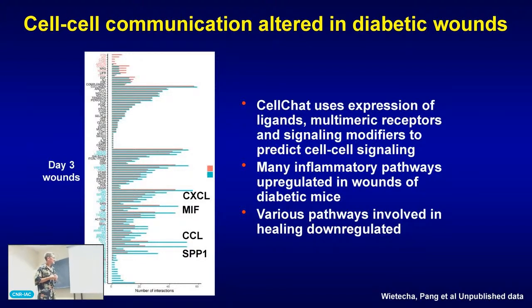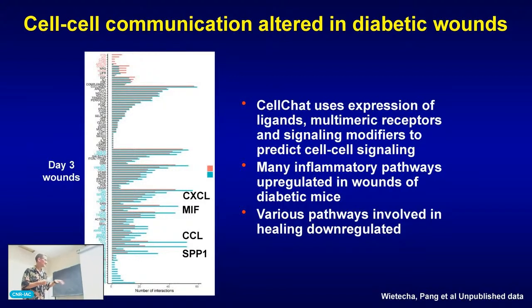The nice thing is that we see early on, for example, high expression or predicted activity of inflammatory pathways that you'd expect. So those involved with the CXCL pathway, the MIF or CCL. These are all highly predicted to be active early in wound healing, which makes sense. And we see more predicted interactions in the diabetic mice than in the non-diabetic mice. And so again, this is consistent with what has been reported in the literature. And so we're pretty confident that this is making sense.